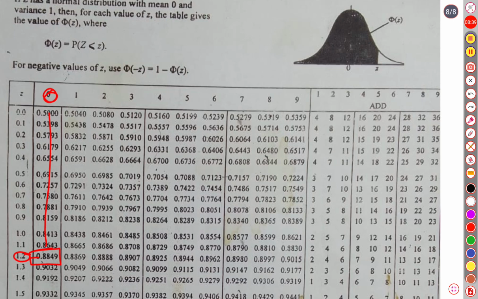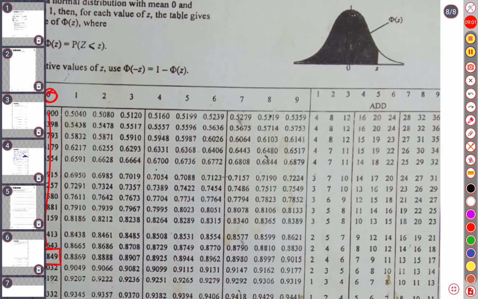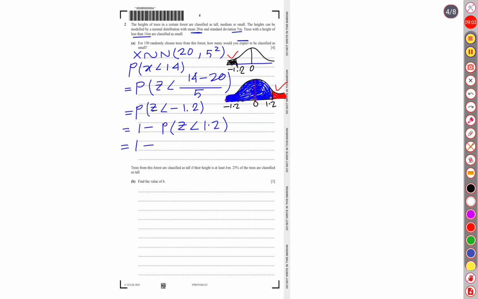Our z score was 1.20, and you can see here nowhere it is written negative z score. So this probability distribution table is always given for positive z score. That's why we have converted the negative z score, shifting it to the right side. So 0.8849. Let me change the color of the ink.